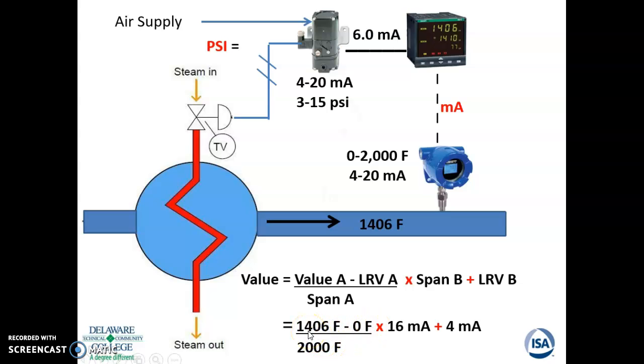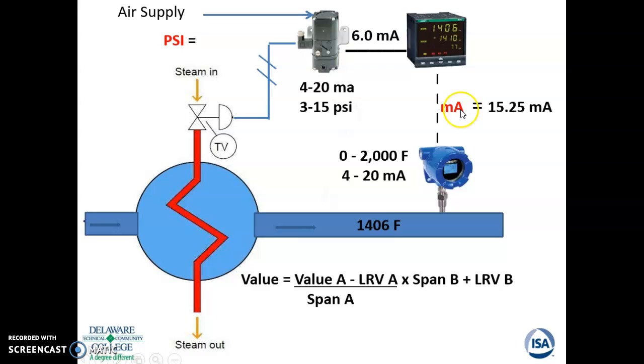So let's do that. 1406 minus 0 divided by 2000. That is 0.703, and you multiply by 16, okay, gives you 11.2, and then you add 4. So that should be 15.25. That's what I got. All right, make sure you get the math. Now we're going to take another problem. Let's go to the next one. So now we know that 1406 equals this.